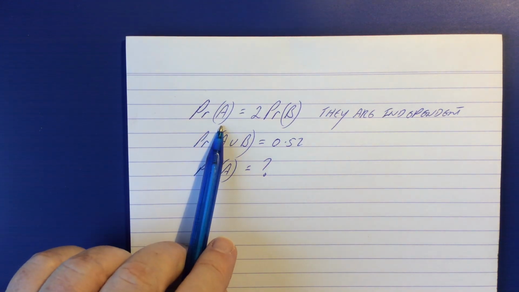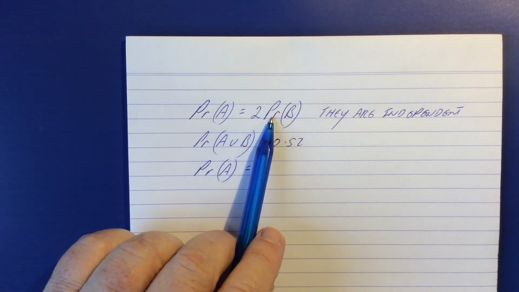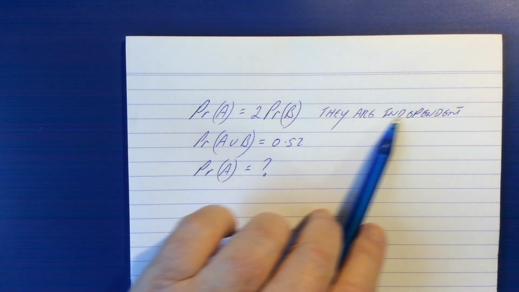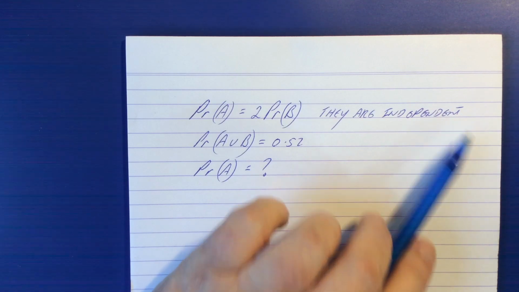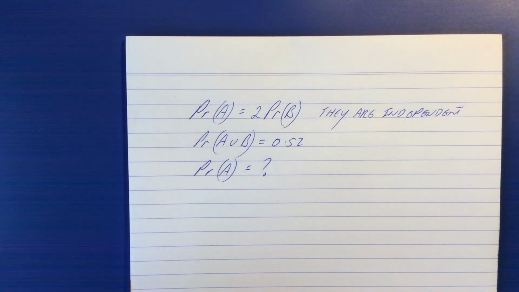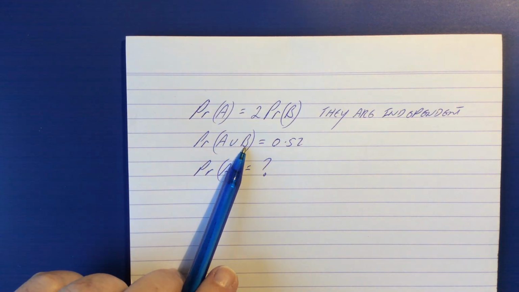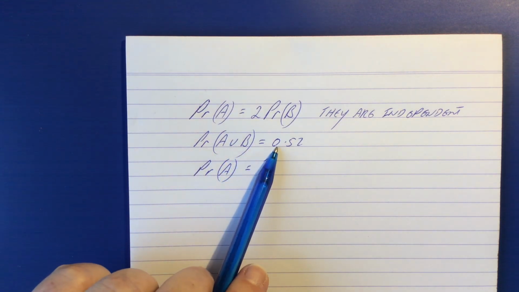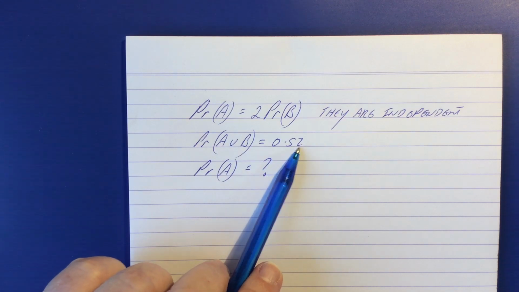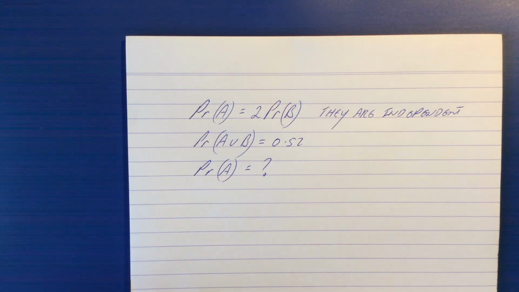The probability of A is equal to 2 times the probability of B, and they are independent, which means that one is not influenced by the other. The probability of A union B is 0.52. And the question is, what is the probability of A?